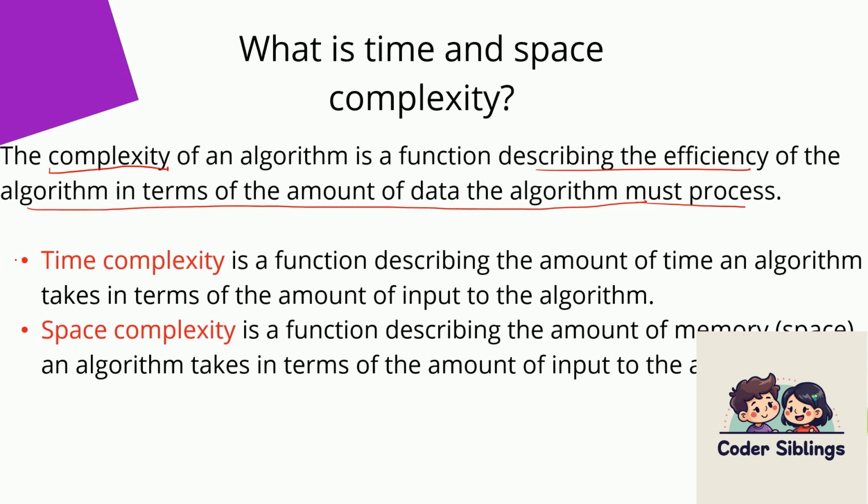There are two types of complexities: time complexity and space complexity. Time complexity is a function that describes the amount of time taken, right? And that is not when you actually run it and find out the time in milliseconds, but it is in terms of the amount of input to the algorithm. Similarly, space complexity is a function describing the amount of memory or space an algorithm takes, that too in terms of the amount of input given to the algorithm, right?